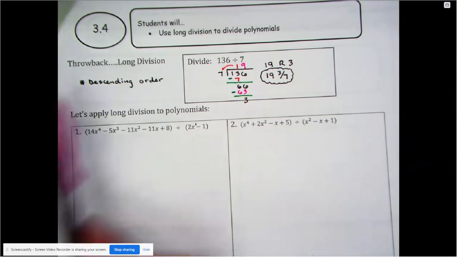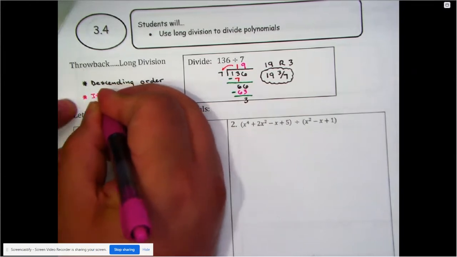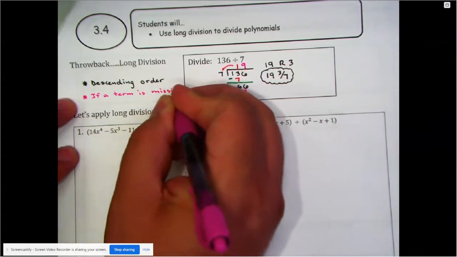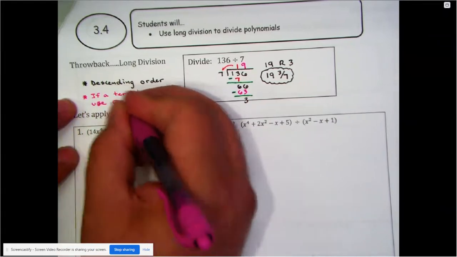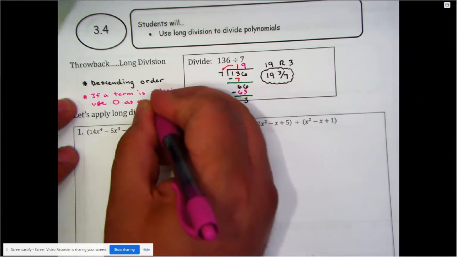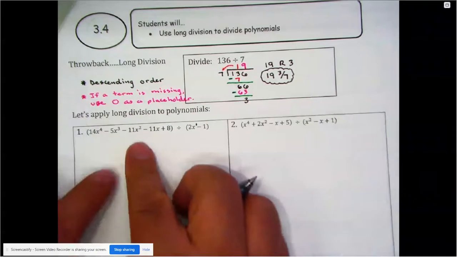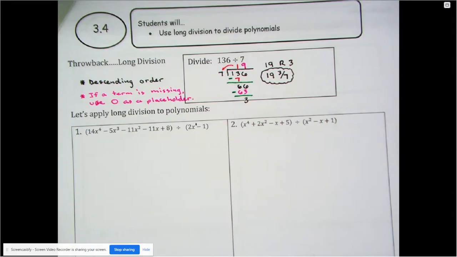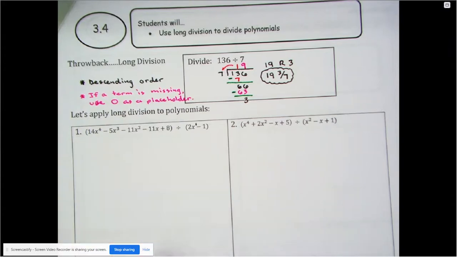But our little note that we're going to add there is when you're writing in descending order, if a term is missing, use 0 as a placeholder. Now, that didn't happen on example number 1 here. We don't see that happening here. So when we get to it, we'll point out that note. So we're going to write it in there just for now. So if a term is missing, we're going to use 0 as a placeholder. Again, it didn't come up on example number 1, so we won't worry about it yet.